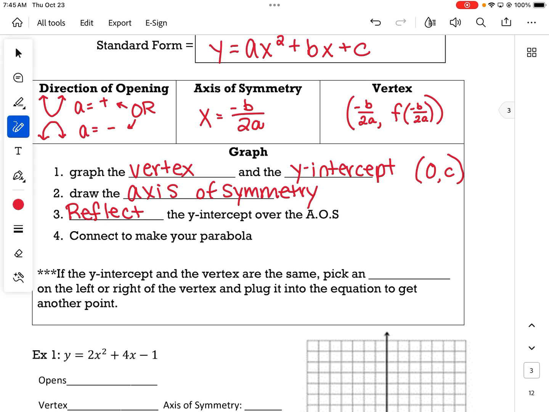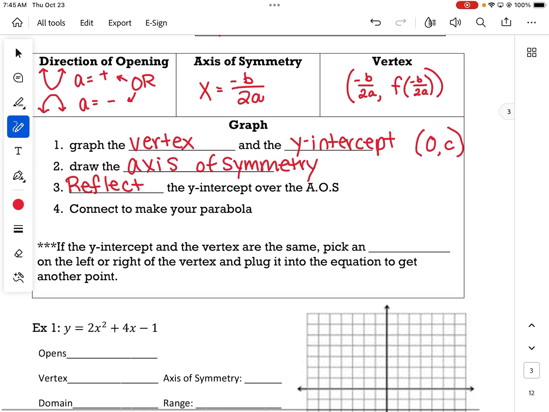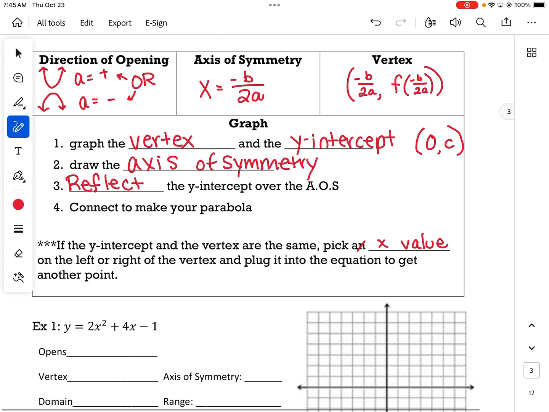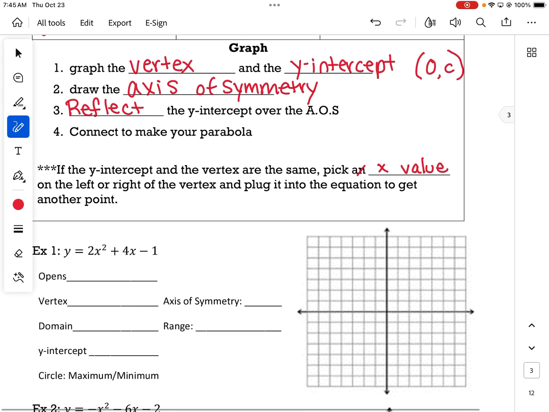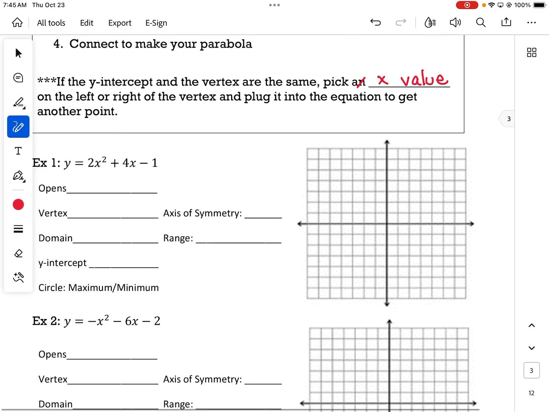If the y-intercept and the vertex are the same, pick an x value on the left or right of the vertex and plug it into the equation to get another point. All right, we have 2 examples to do.